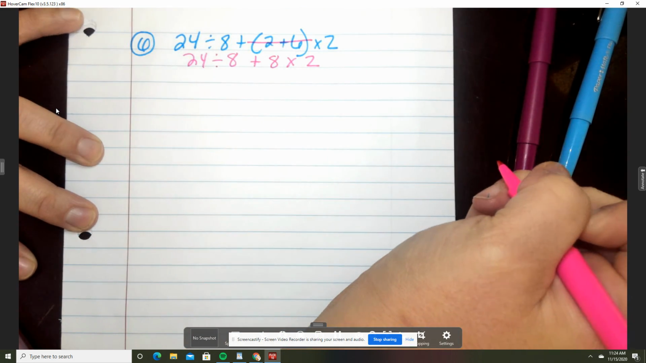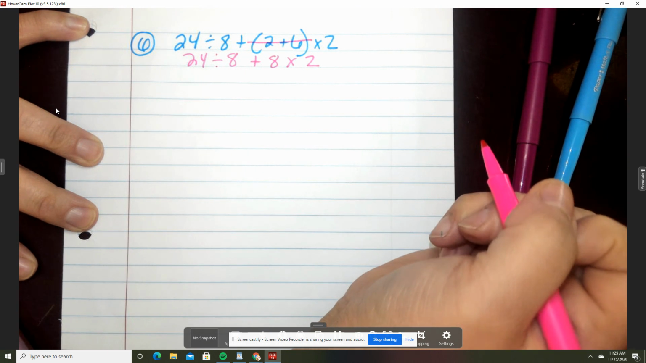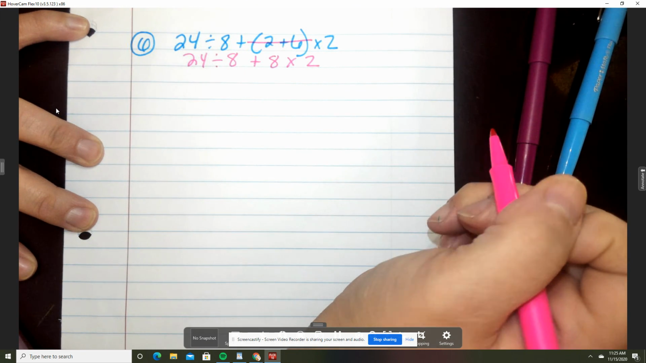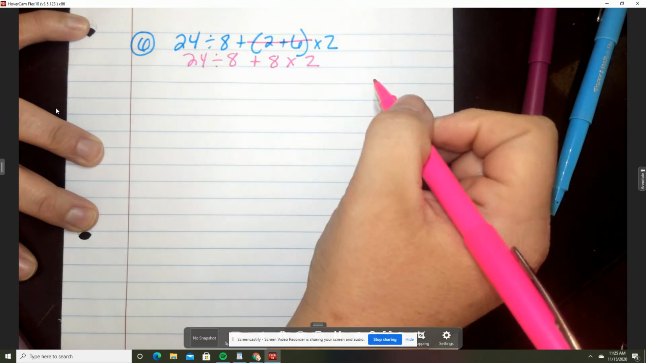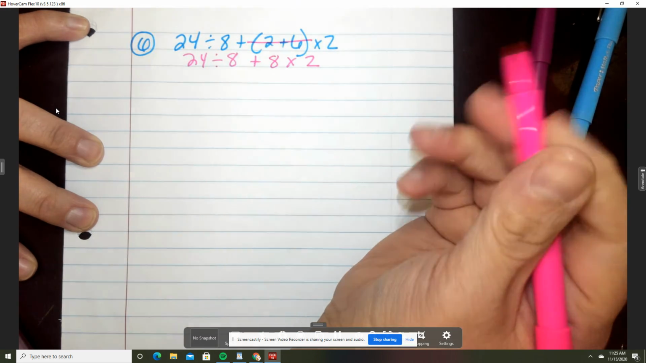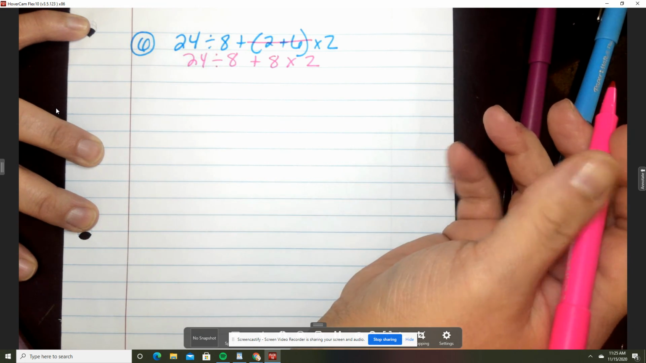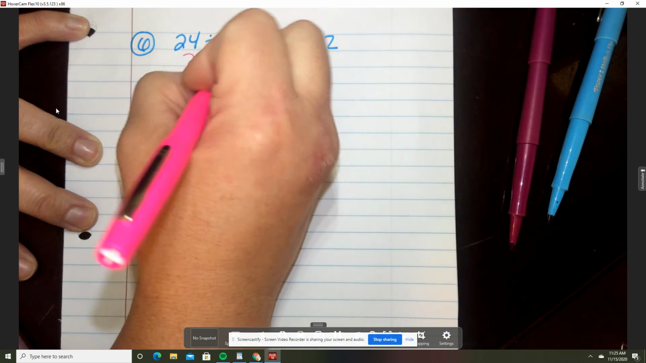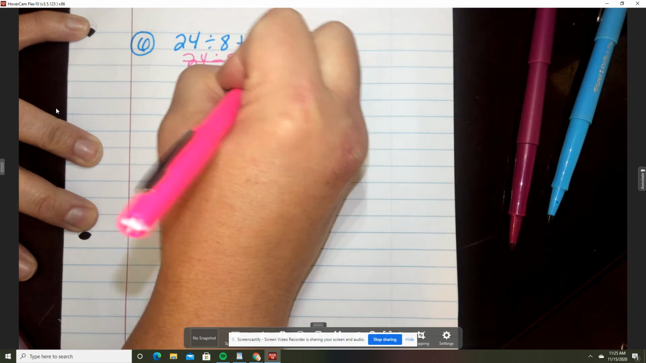Okay. Now I have division and I have multiplication. Which one am I going to do first? You're going to do the division first in this problem because we go left to right with multiplying and dividing. They are equally as important, so we just go with whoever was first. So 24 divided by 8 is 3. Cross that out, bring down.